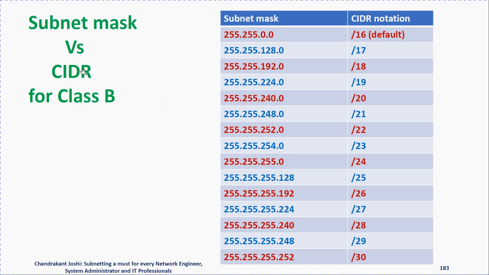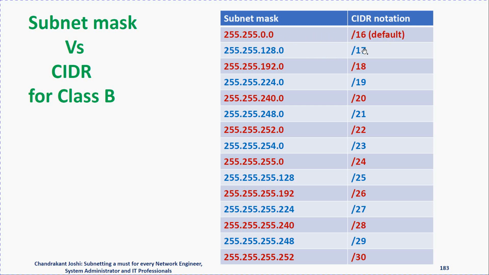Subnet mask versus CIDR notation for class B. CIDR stands for classless interdomain routing. So the subnet mask of 255.255.0.0 is the default subnet mask and its equivalent CIDR notation is /16. So these two are the default values for class B.